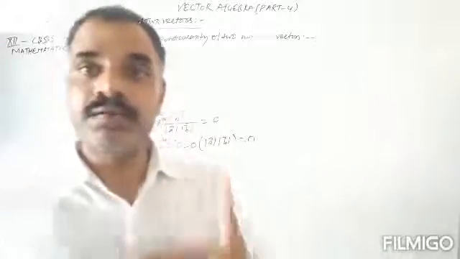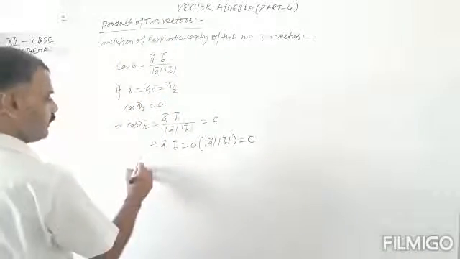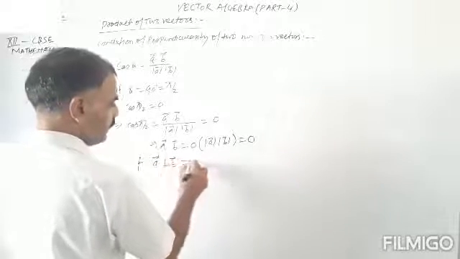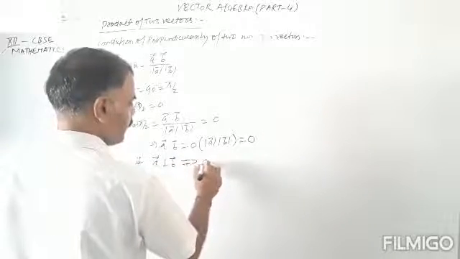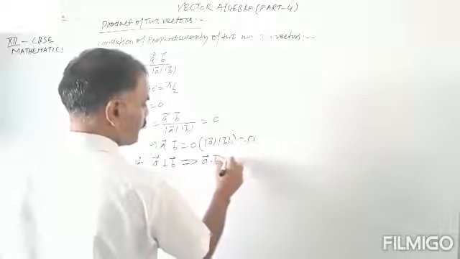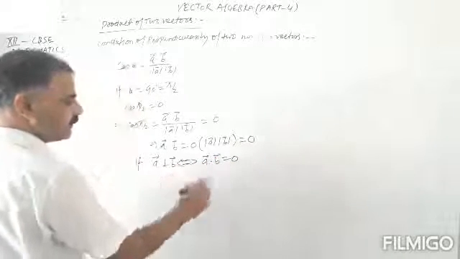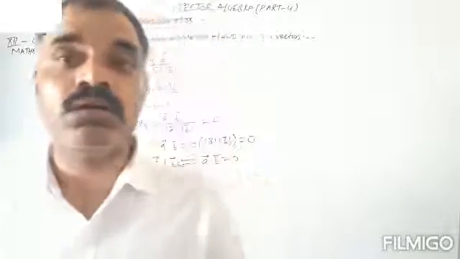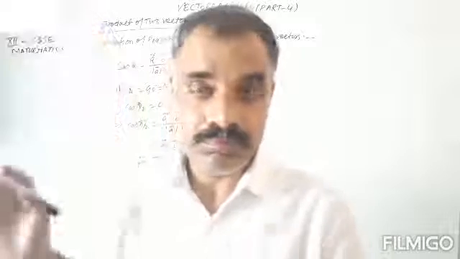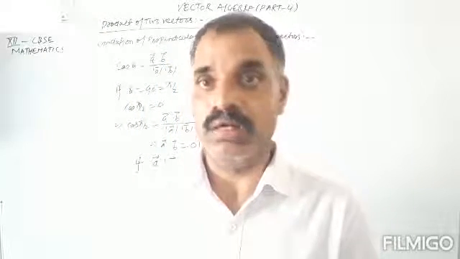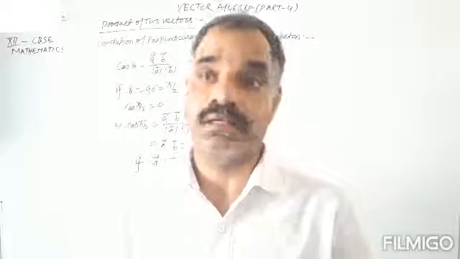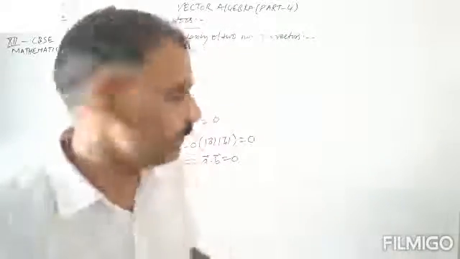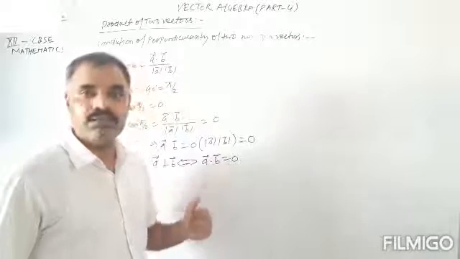If a vector is perpendicular to the b vector, then this implies a vector dot b vector is equal to 0, means dot product equals 0. Or if the dot product is equal to 0, then the given vectors are perpendicular if they are not zero vectors. So the condition of perpendicularity is a vector dot b vector equal to 0.